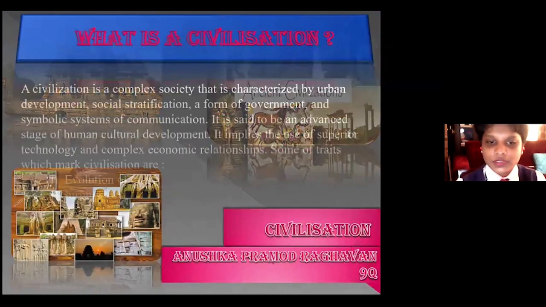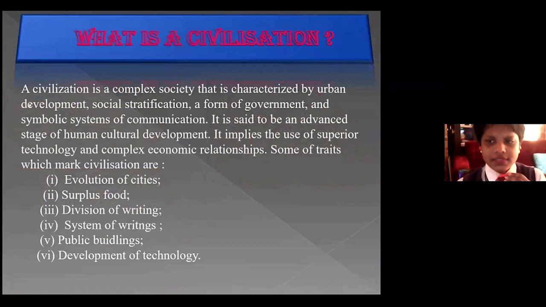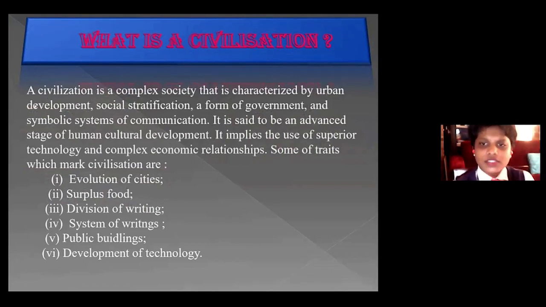Civilization. What is a civilization? A civilization is a complex society that is characterized by urban development, social stratification, a form of government, and a symbolic system of communication. It is said to be an advanced stage of human cultural development. It implies the use of superior technology and complex economic relations. The word civilization relates to the Latin word civitas, or city. This is why the most basic definition of civilization is a society made up of cities.